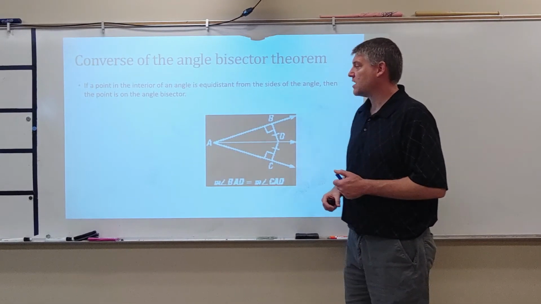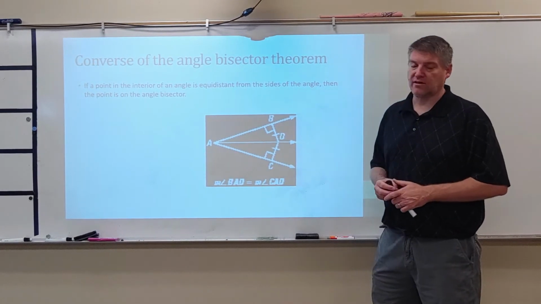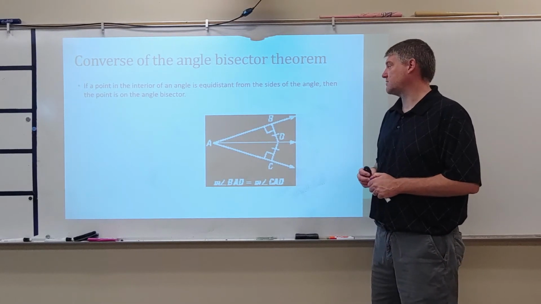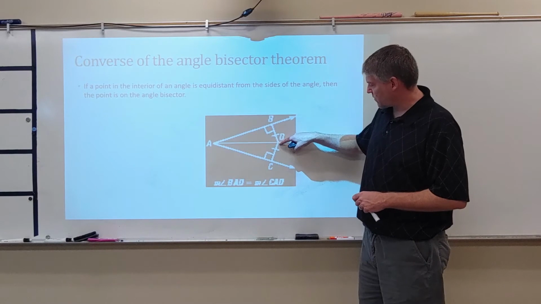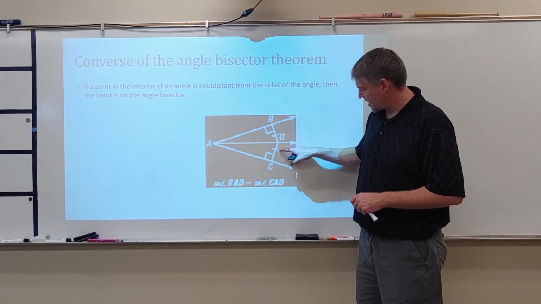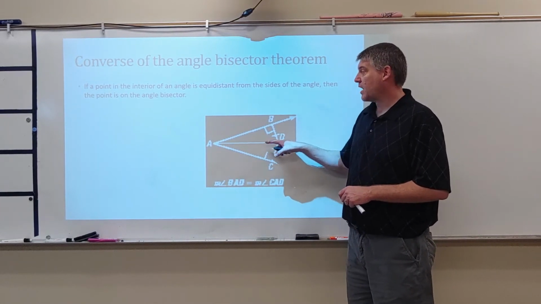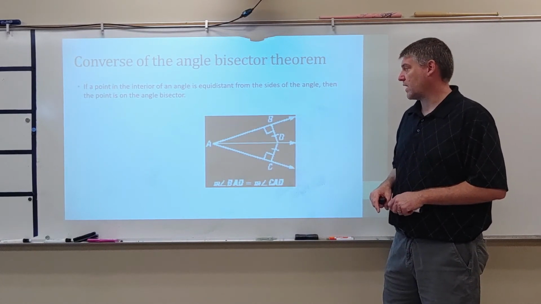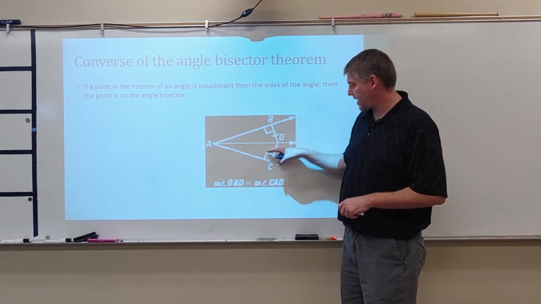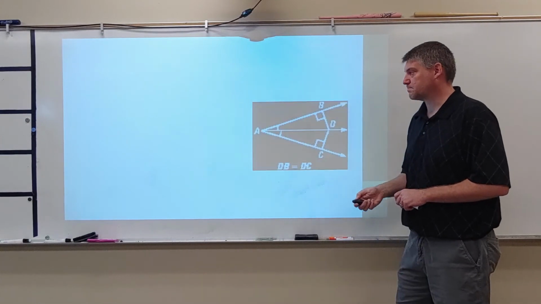Okay, the converse, if a point in the interior of an angle is equidistant from the sides of an angle, then the point is on the angle bisector. Now that I know that DB is the same as DC, I know that this is the angle bisector, okay, equidistant, okay, it has to be a right angle, has to be the same distance.